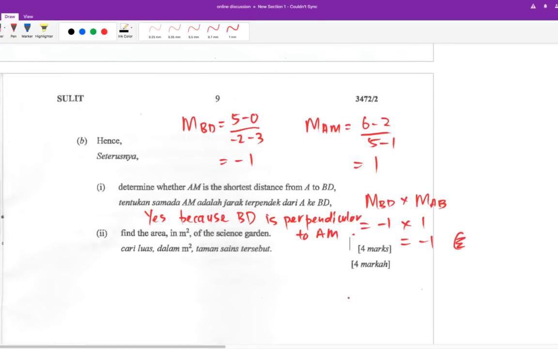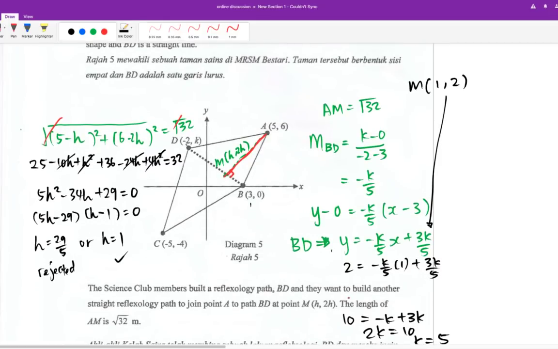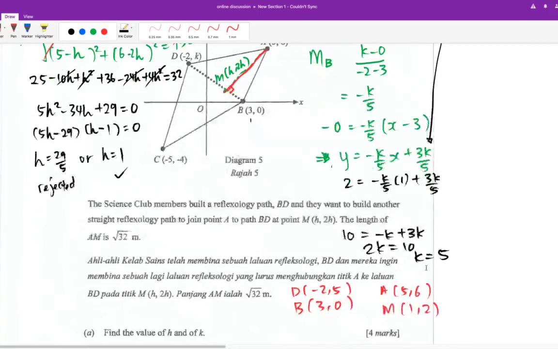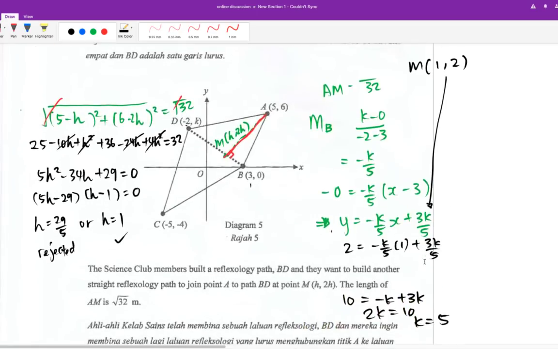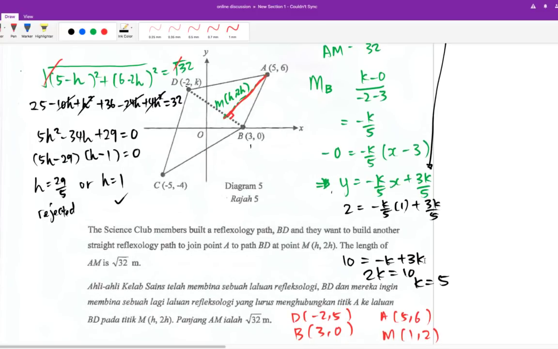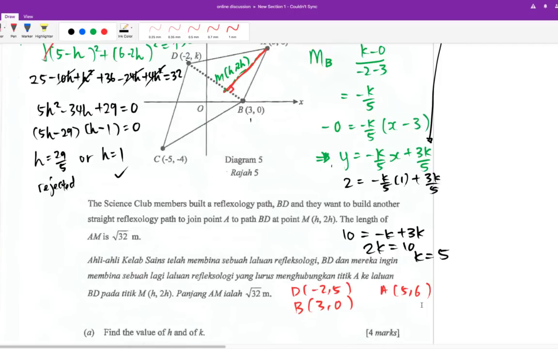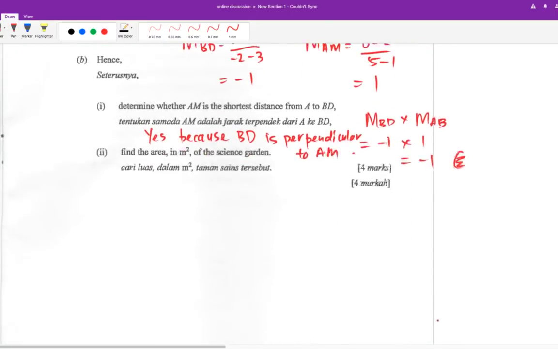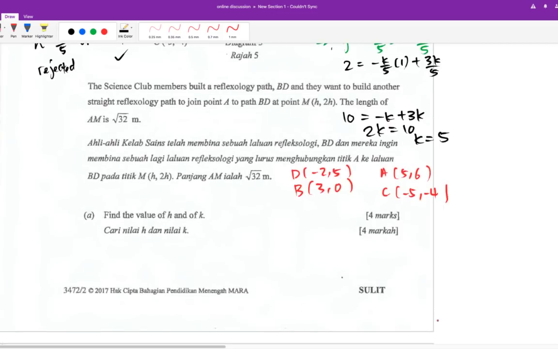Alright, and then find the area of the science garden. So you need to find the area, and you use all the coordinates here. Okay, so I will just find the area using this. The area will be A, B, C, D. We don't have C here, so I'll write C here, which is -5, -4. Since I have all the coordinates A, B, C, D, I can find the whole garden.